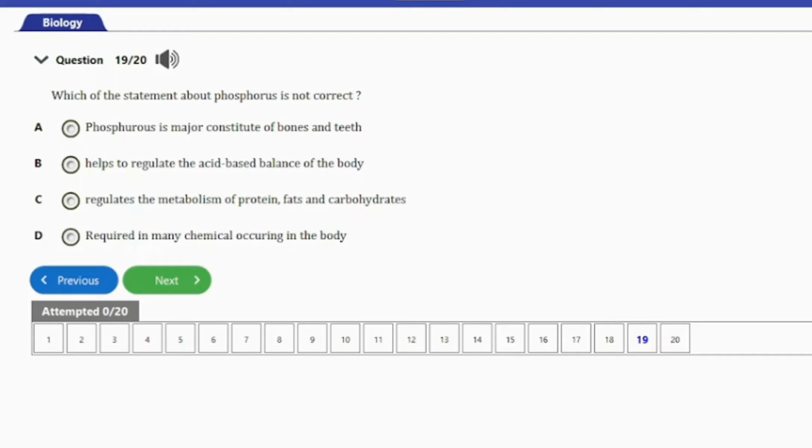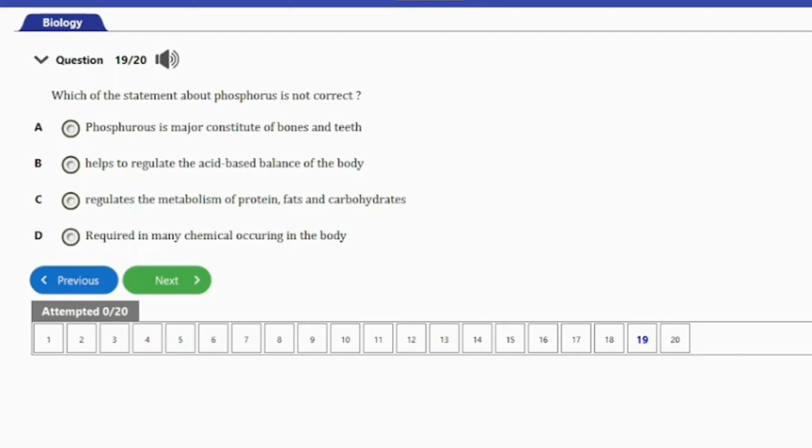It says, which of the following statements about phosphorus is not correct? We have A, phosphorus is major constituent of bones and teeth. B, helps to regulate the acid-base balance of the body. C, regulates the metabolism of protein, fats, and carbohydrates. D, required in many chemicals occurring in the body.